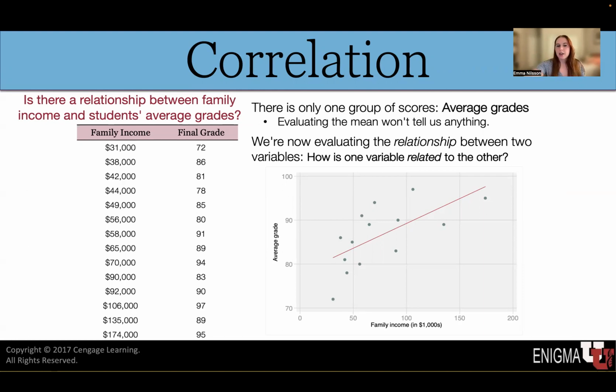But if what we see here is that there's only one group of scores, average grades, that's what we would maybe say is a dependent variable. Evaluating the mean of this, we have nothing to compare it to. It won't tell us anything about the relationship between income and grades. So we're going to instead plot it on a graph here. And now we're evaluating the relationship between family income and average grades. And we can see that relationship represented by this line here.